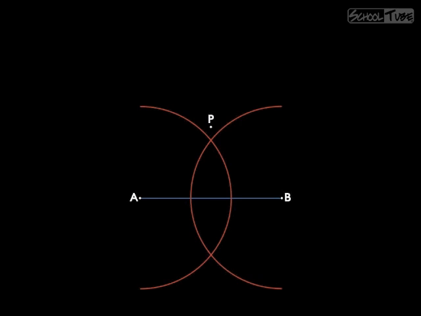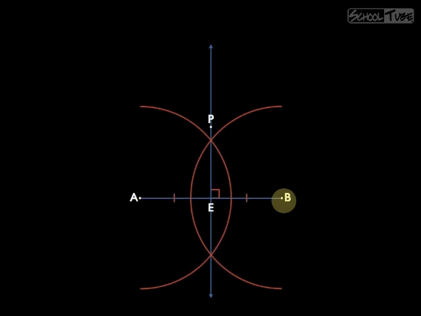And of course, through the points where those two arcs intersect, I'm going to draw a line. So once again, this is the perpendicular bisector of segment AB. So line PE is perpendicular to and bisects segment AB. And notice where point P is, sitting right there on the perpendicular bisector.